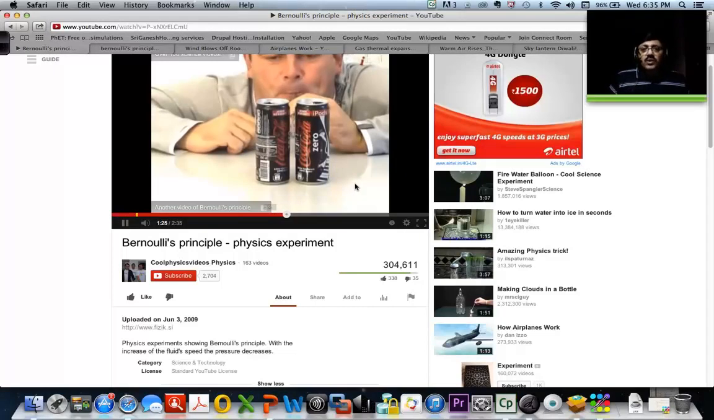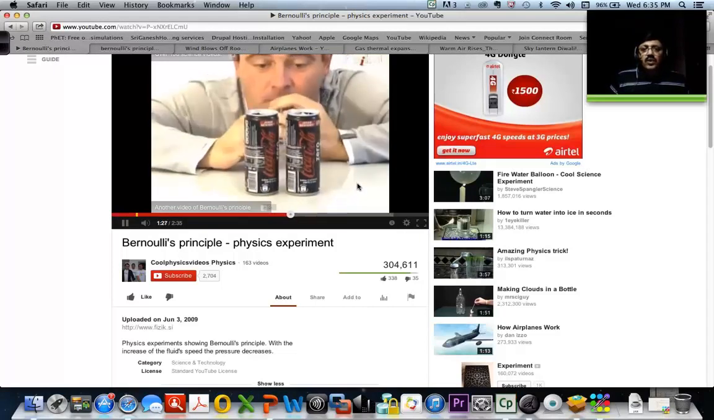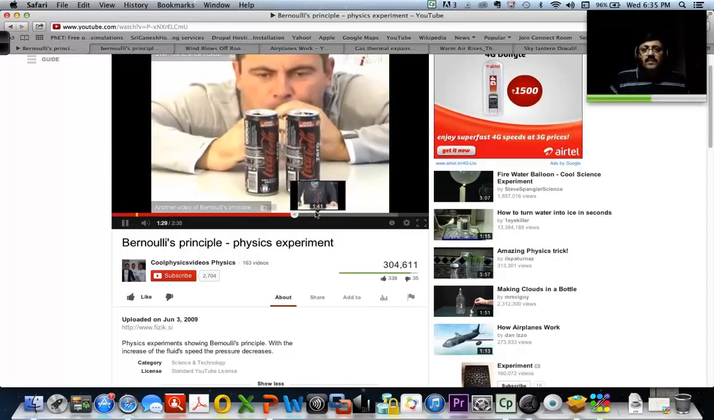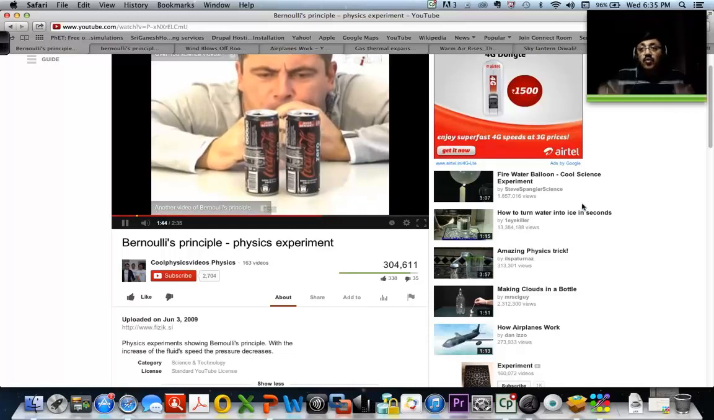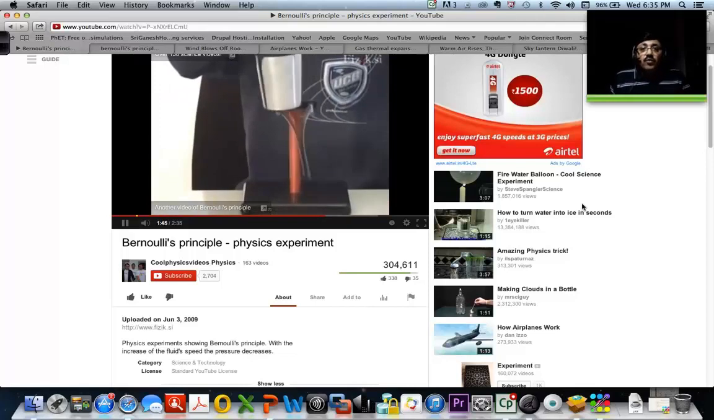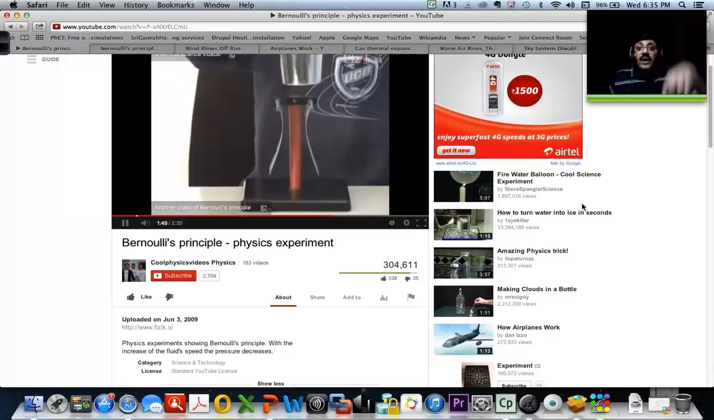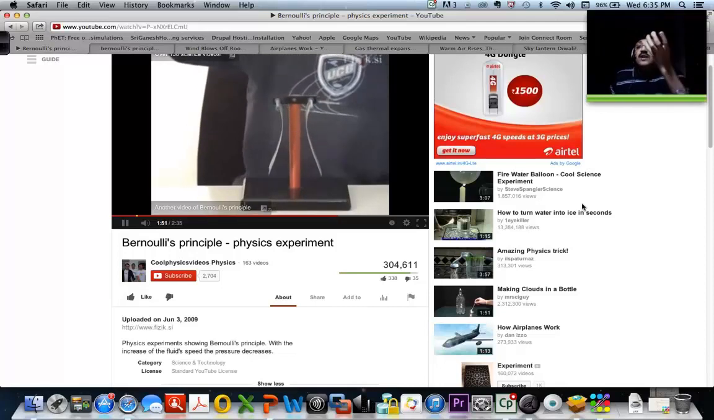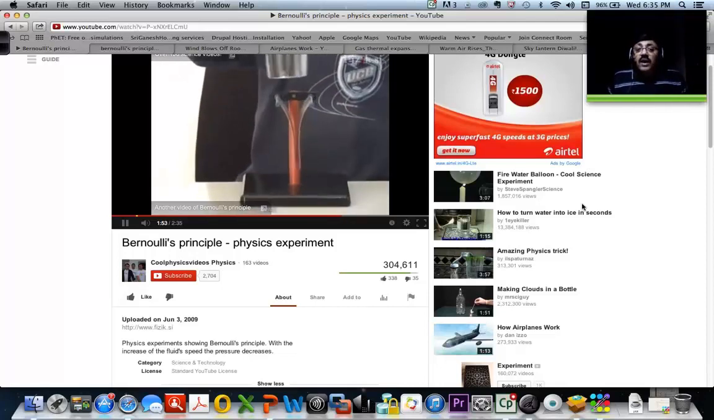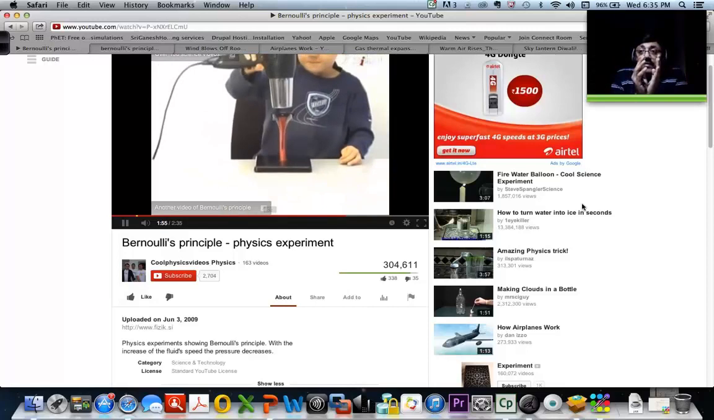Just wanted to show you once again. Here we go. Another example. Two paper flaps, right? Now you have two paper flaps which are hanging, and he is blowing air between the two paper flaps using an air blower, and you can see that they are coming near each other.